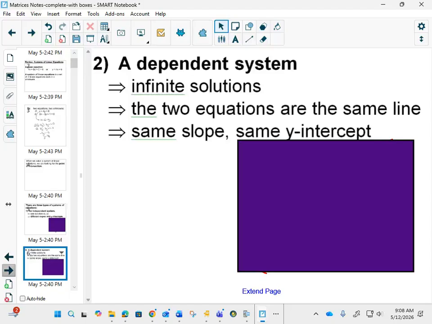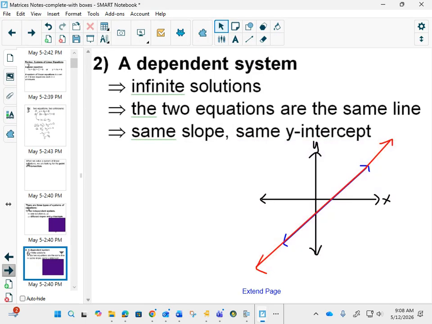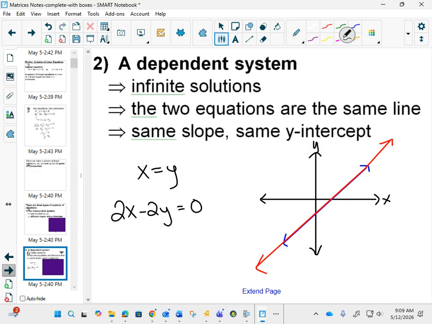Next, we've got a dependent system. A dependent system, you have an infinite amount of solutions. In fact, they are exactly the same line. And this could be written like this. I have one equation that's x equals y. And my other equation will look like this, 2x minus 2y equals 0.